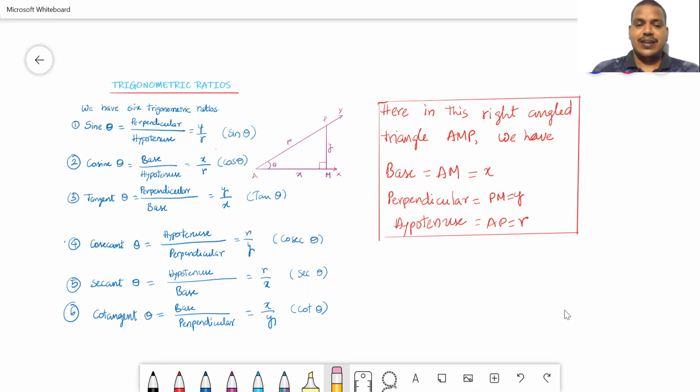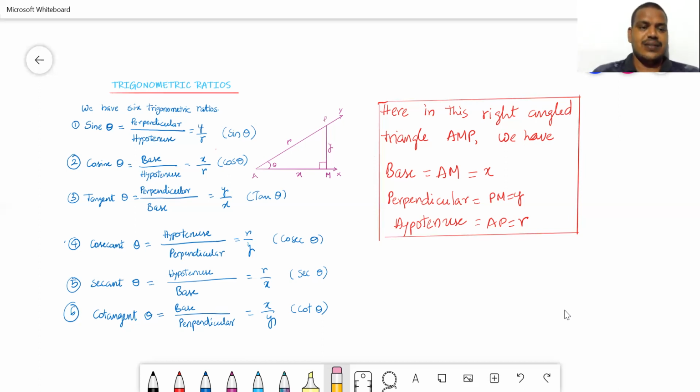In that right angle triangle, we have a base called AM, which is equal to X, a perpendicular called PM, which is equal to Y, and hypotenuse as AP, which is equal to R. And the acute angle is angle PAM. So now we have 6 trigonometric ratios: sine theta, cosine theta, tangent theta, cosecant theta, secant theta, cotangent theta. We have their versions here and their ratios here.